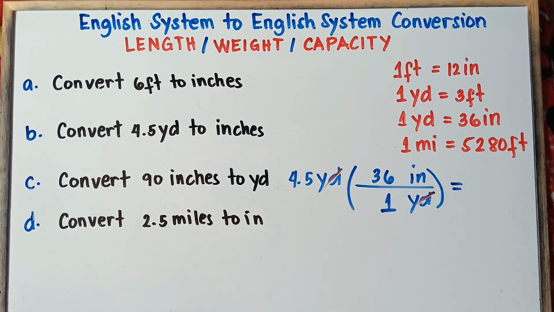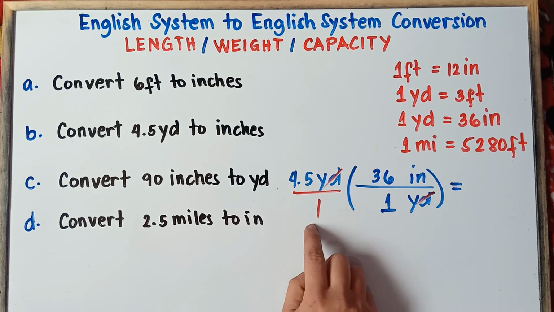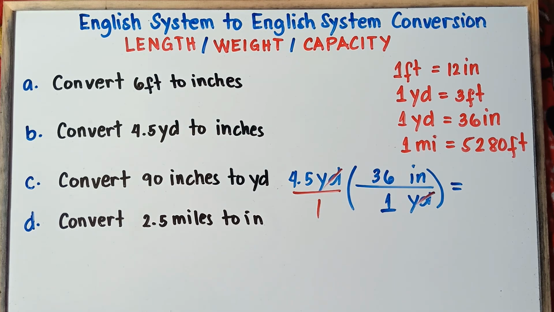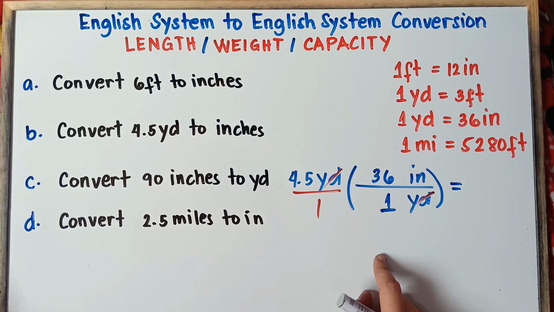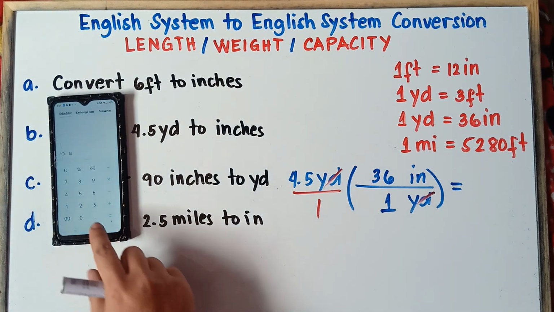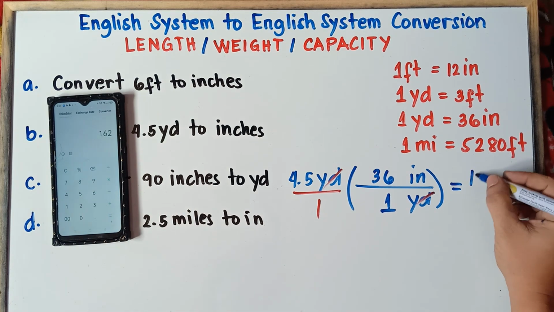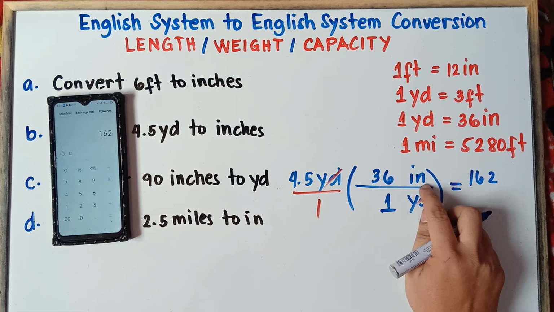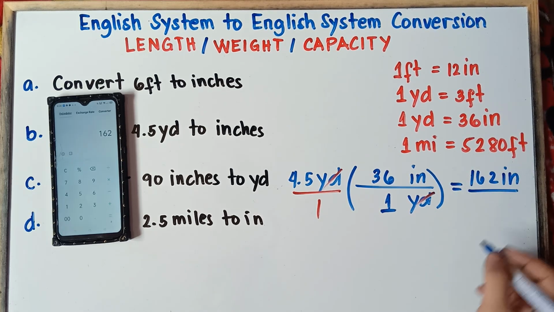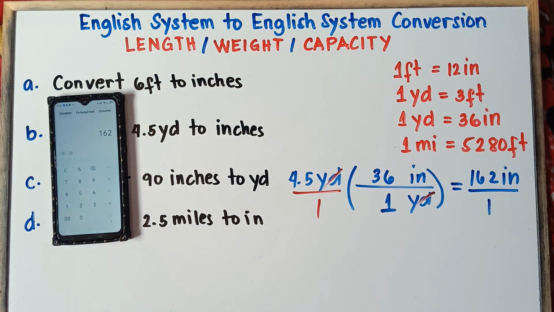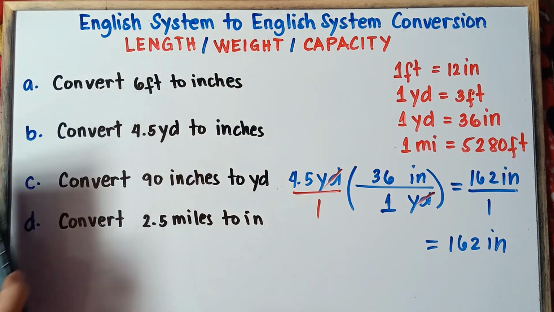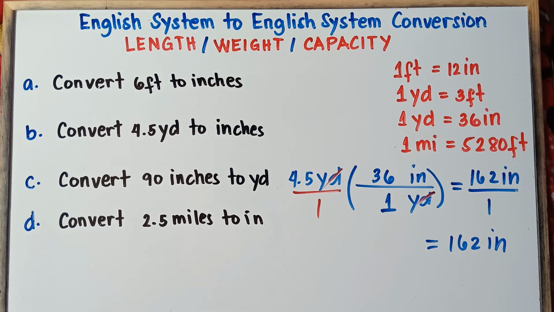Alright, and then we can put over 1 here for us to be guided. Once again, class, you can put over 1. Understood that any number has a denominator of 1. And then simply multiply, class. You can use your calculator. 4.5 times 36. The answer is 162. And then do not forget to copy the units, inches. Over, 1 times 1, that is 1. And then 162 divided by 1, the answer is 162. Do not forget the units, inches. That's it, class. That's the answer for letter B. All set for letter B.